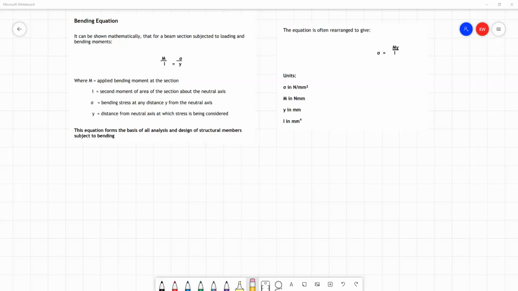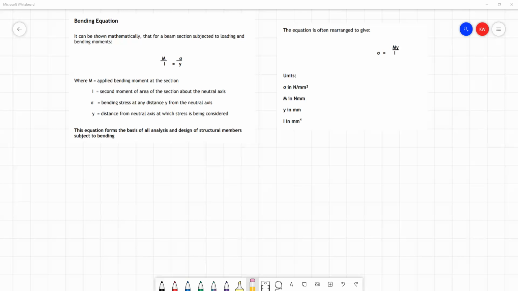Stress is the force per unit area that's being applied, that's the load that's been applied to our beam. And y, the distance from the neutral axis, means the distance from the centroid to the point at which the force is applied. So in our type of questions it is going to be from the centroid to the end of the section, usually the top of the section, if we're looking at it with the force being applied from above. The units are all given here.